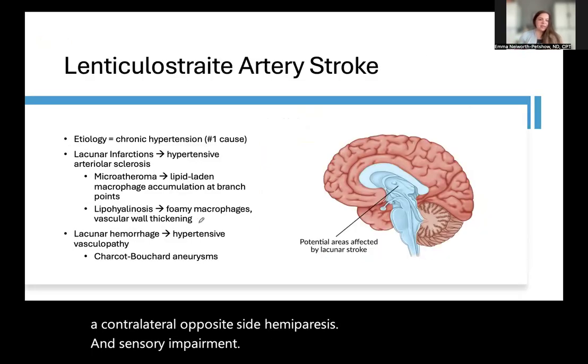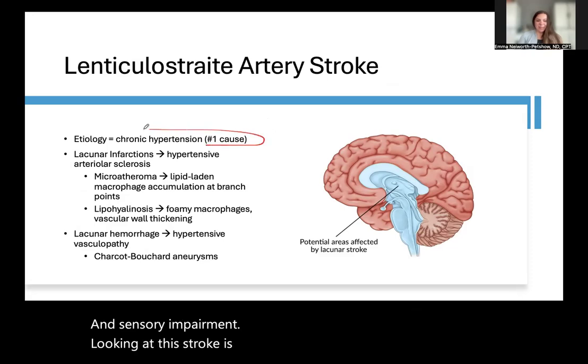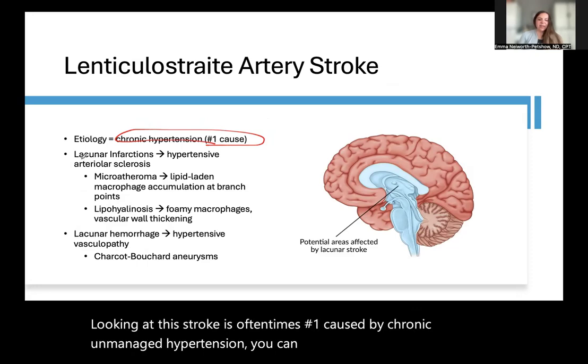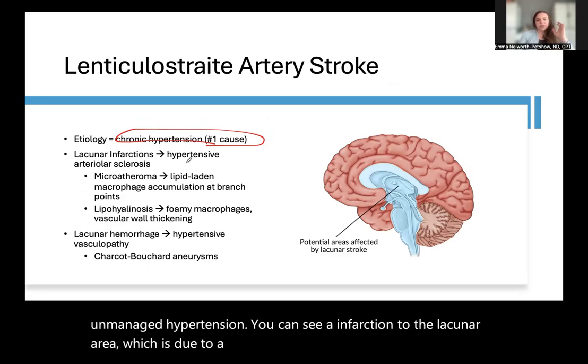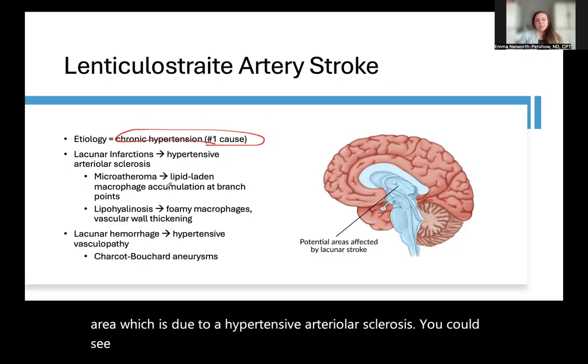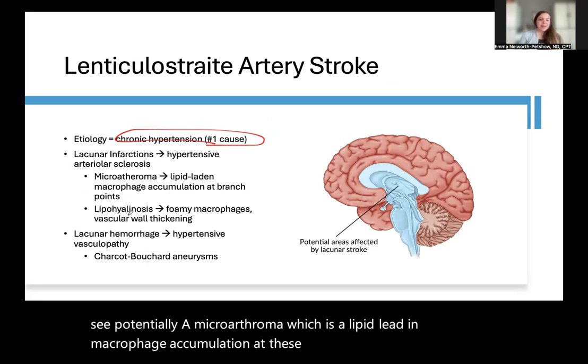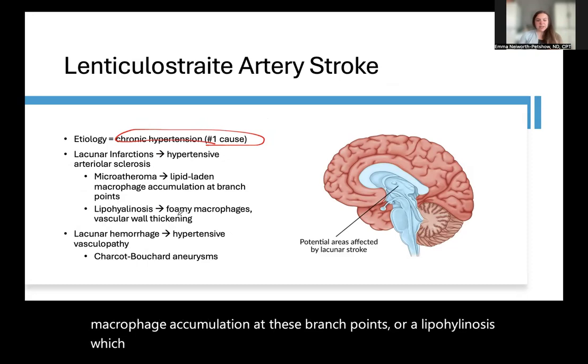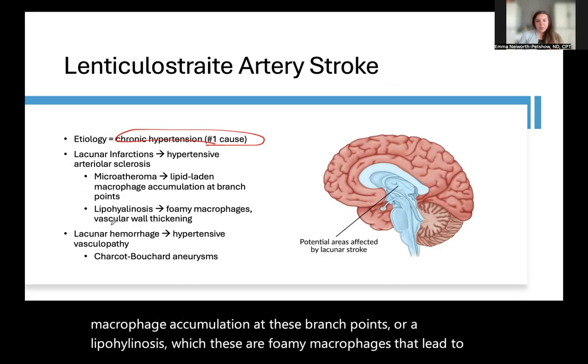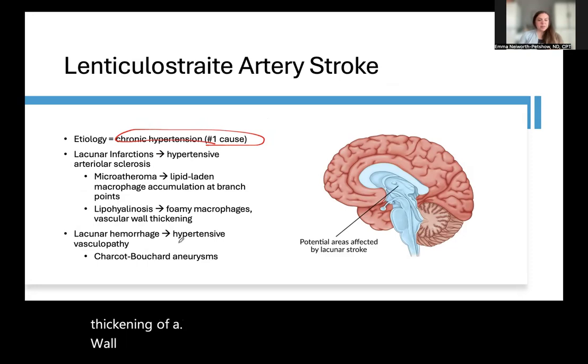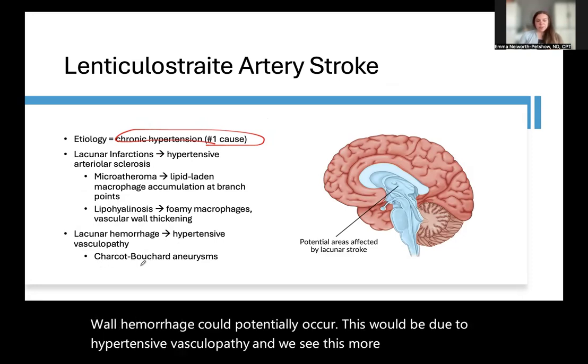Looking at this stroke, it is oftentimes number one caused by chronic unmanaged hypertension. You can see an infarction to the lacunar area, which is due to a hypertensive arteriolar sclerosis. You could see potentially a microatheroma, which is a lipid-laden macrophage accumulation at these branch points, or a lipohyalinosis, which are foamy macrophages that lead to thickening of a vascular wall. Hemorrhage could potentially occur. This would be due to hypertensive vasculopathy, and we see this more with our Charcot-Bouchard aneurysms.